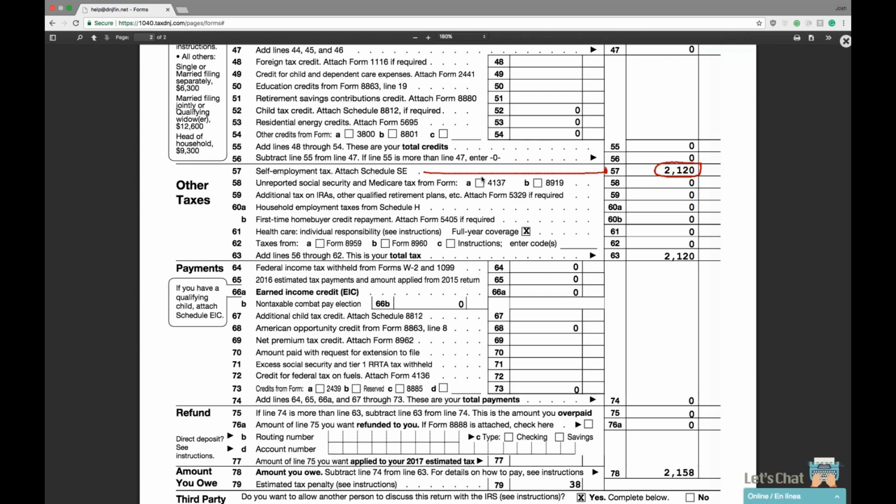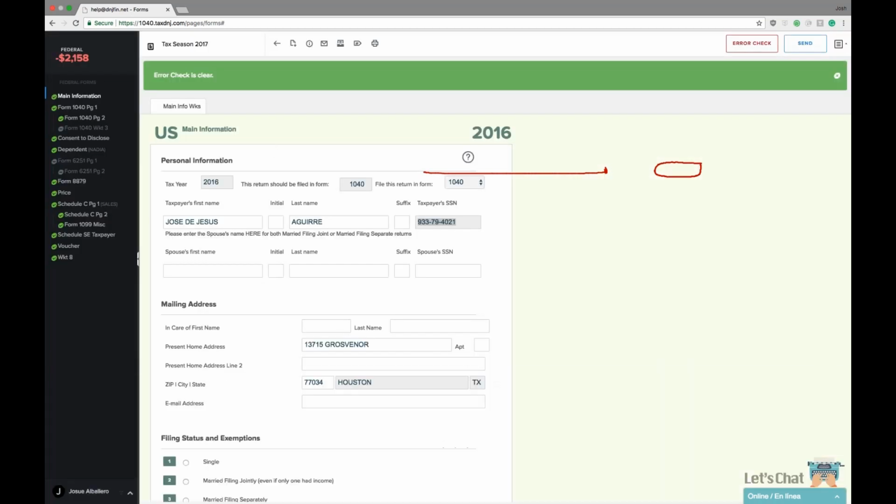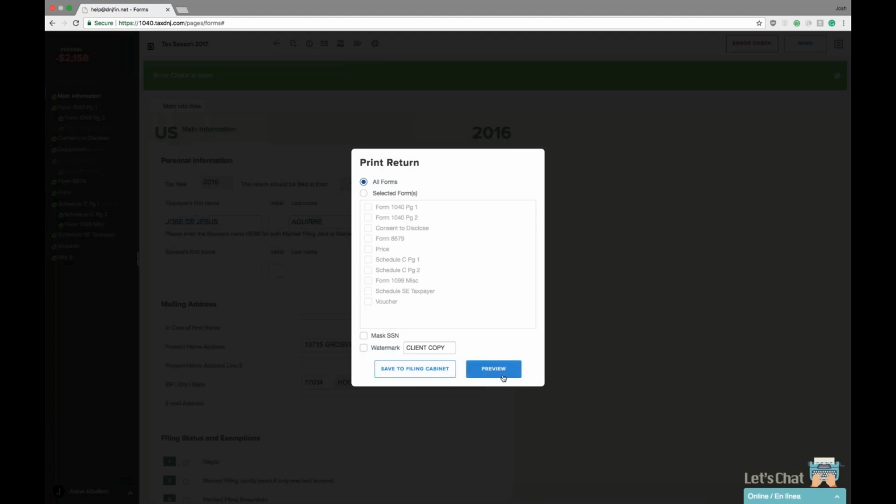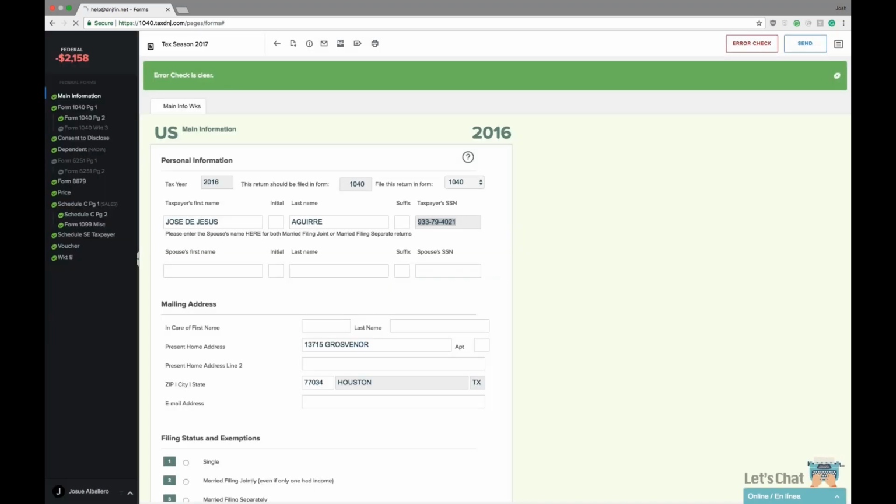So where did the self-employed tax come from? It came from the fact that you are a Schedule C. That's where it came from. You have the Schedule C. You haven't paid Social Security, so you have an idea right here. And what I'm going to do is go back and print this for you on a more extended form. So let me print all forms so you can see the self-employed tax.